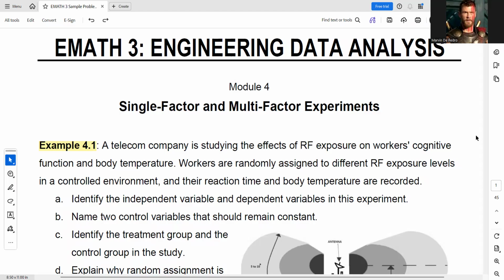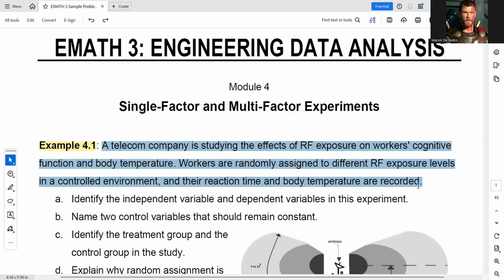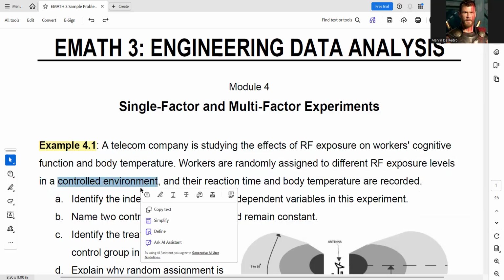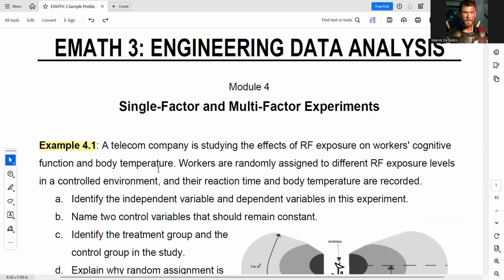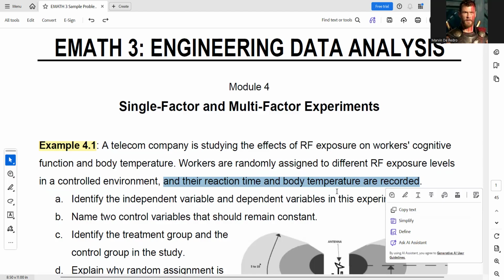For example, the first one says a telecom company is studying the effects of RF exposure on workers' cognitive function and body temperature. The workers are randomly assigned to different RF exposure levels in a controlled environment, meaning there will be an experiment to be conducted. And their reaction time and body temperature are also recorded.